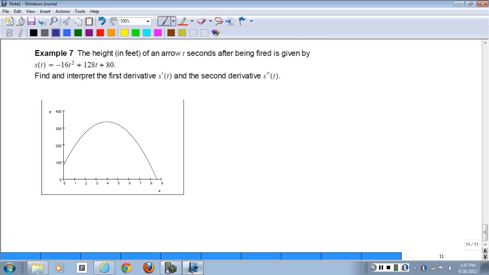The science folks would not be pleased with me for using feet rather than meters, but I just like the number for acceleration due to gravity, 32 feet per second rather than 9.8 meters per second squared. So I use feet just because the number's nicer.